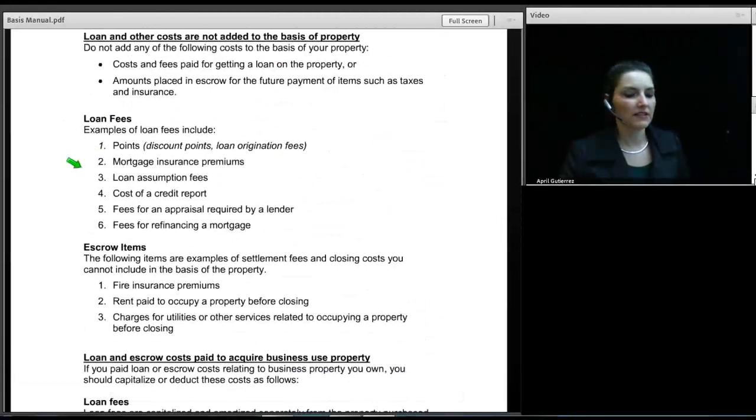So let's look at some examples of loan fees. They include points, mortgage insurance premiums, loan assumption fees, the cost of getting a credit report, fees for an appraisal required by a lender, and fees for refinancing a mortgage. All of these fees are obviously costs associated with purchasing a home, but the IRS says you may not add them to basis.